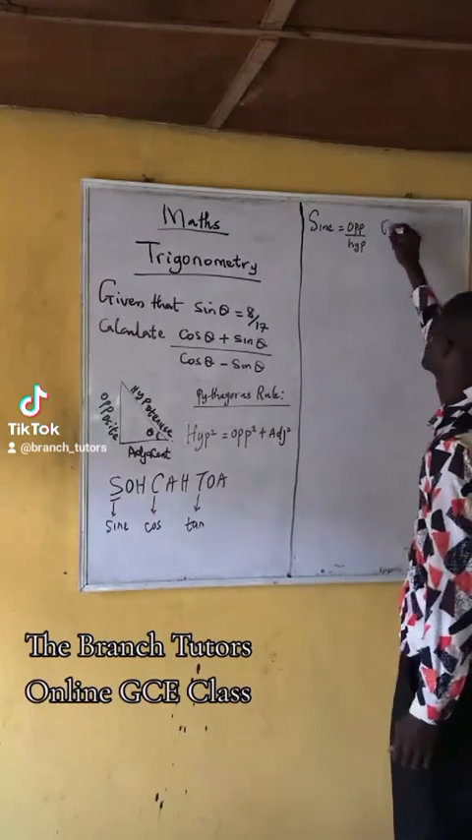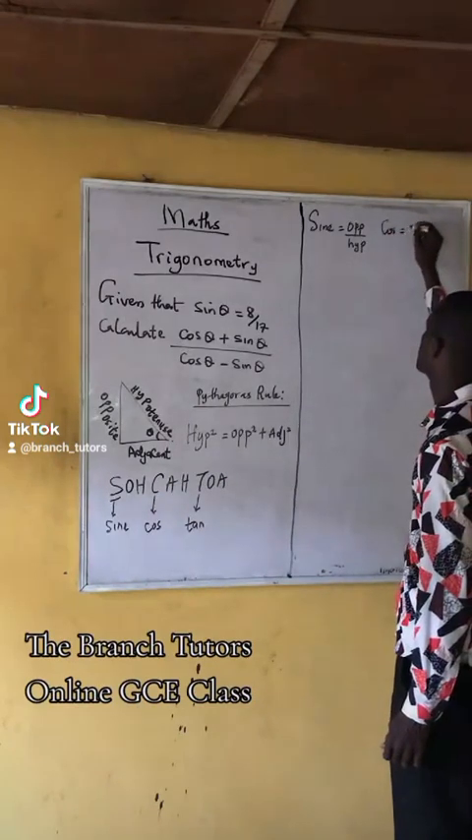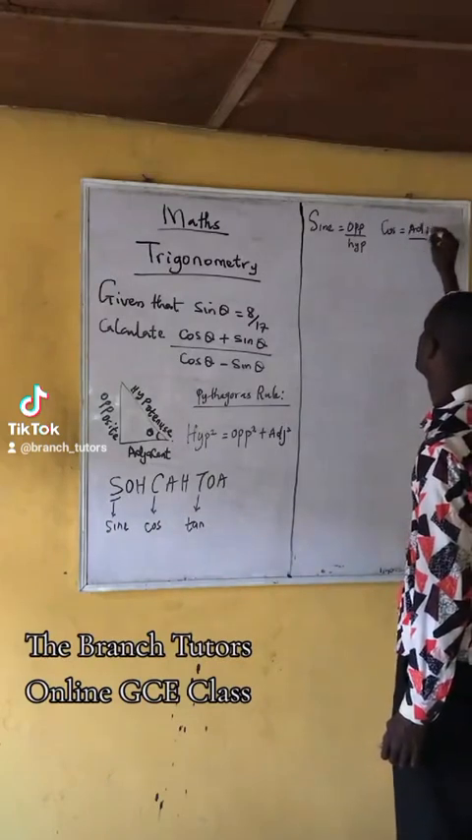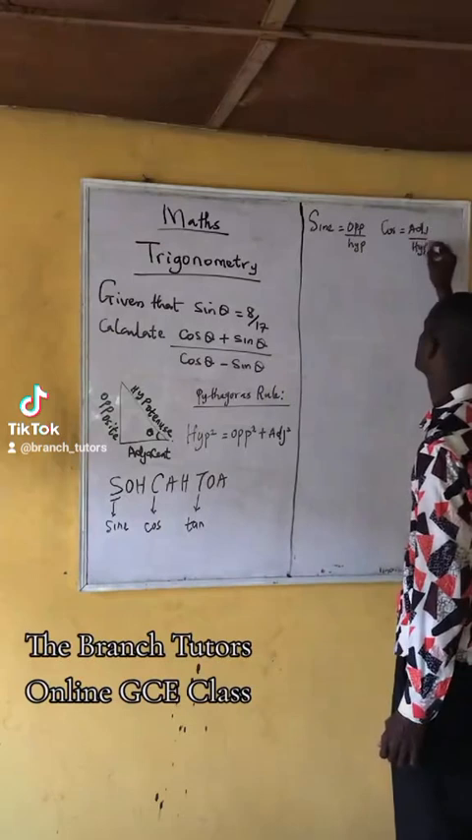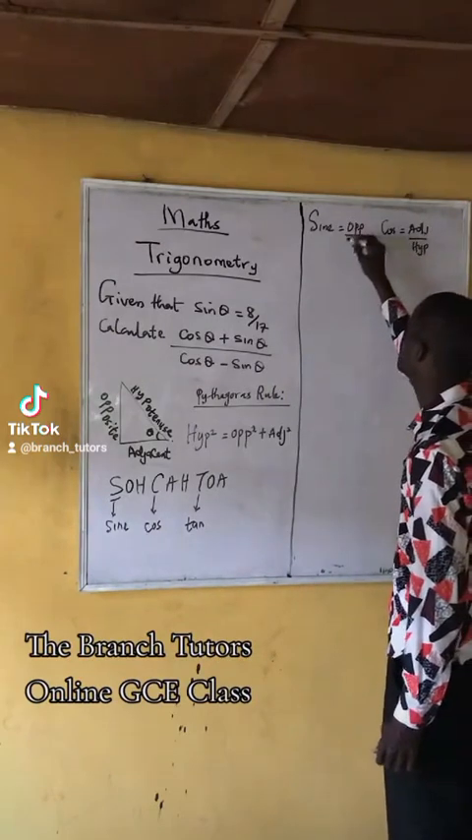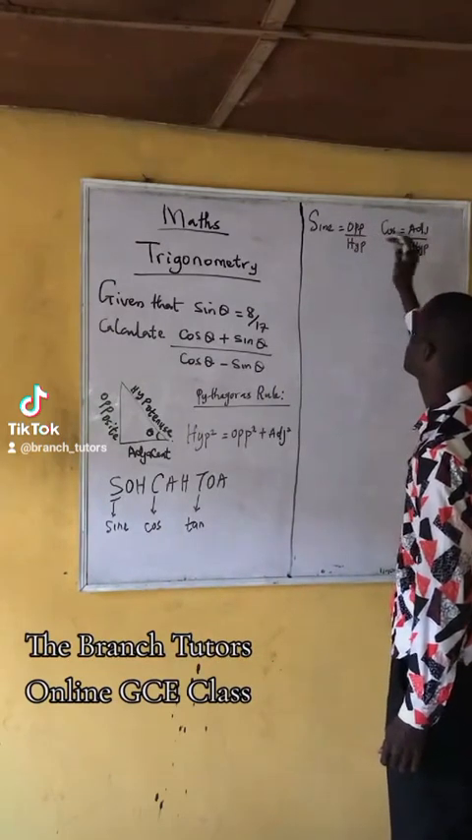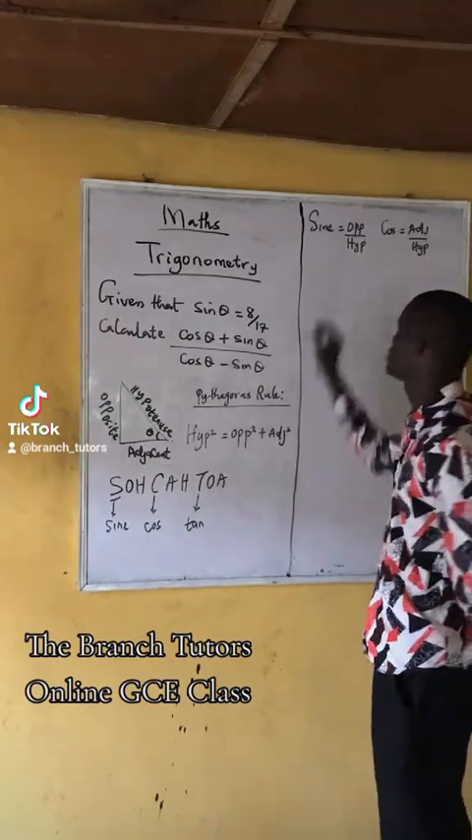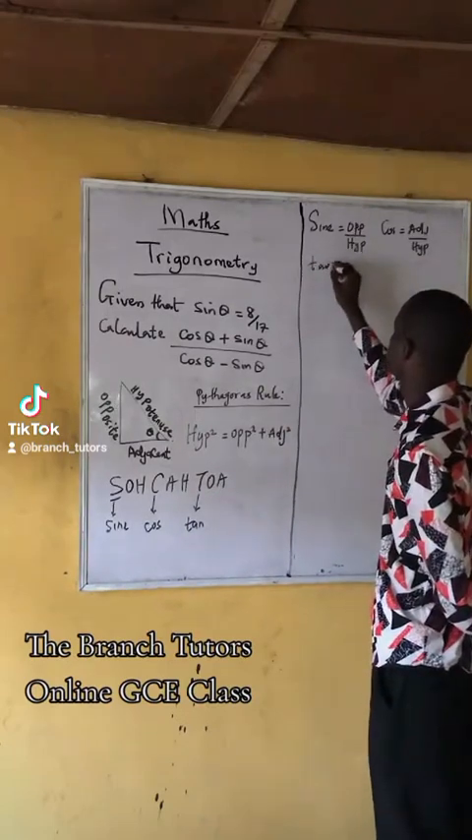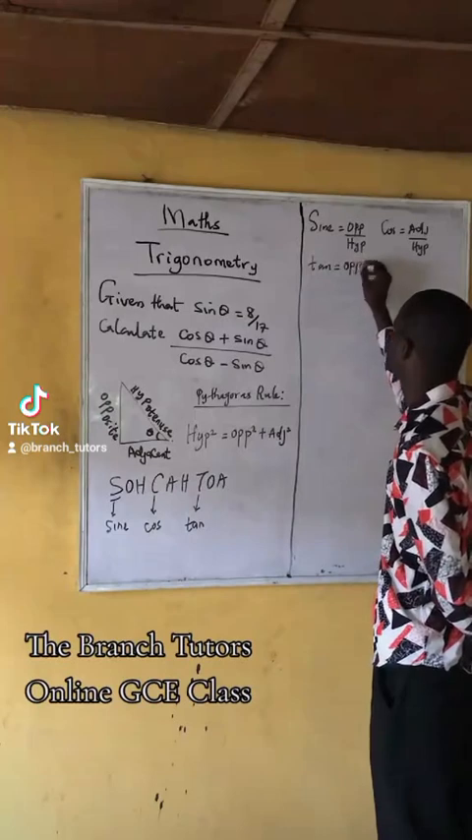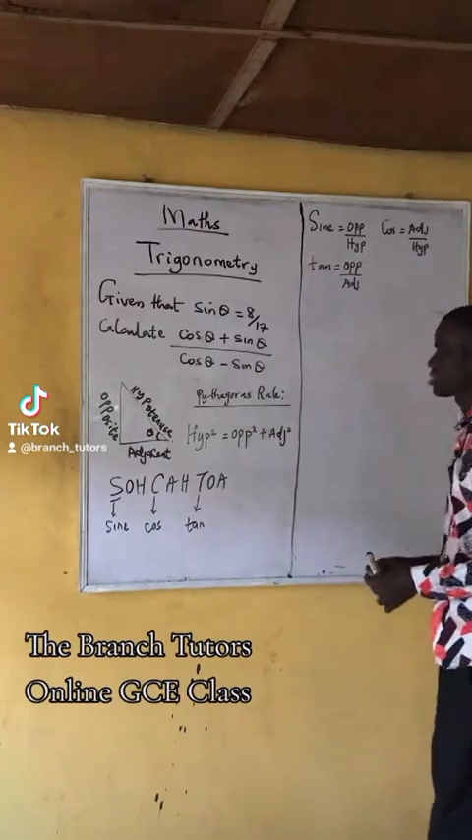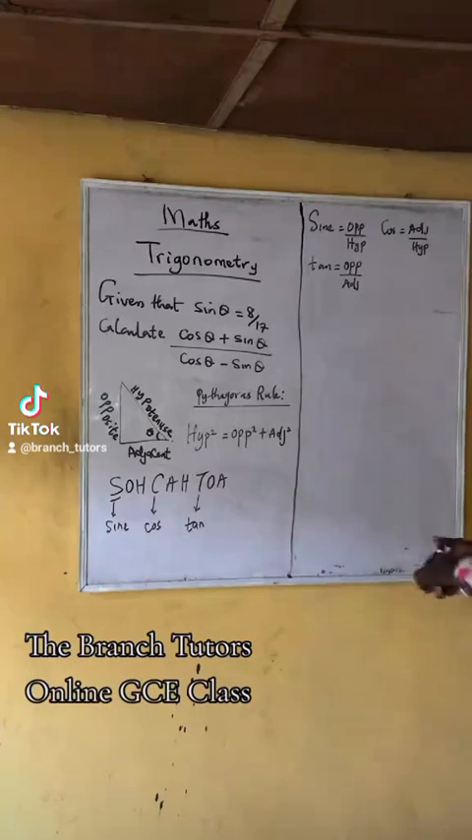Cos is adjacent over hypotenuse. Let me write this with a capital letter H. Then tan, TOA, is opposite over adjacent. So that's our SOHCAHTOA. So come back here now.